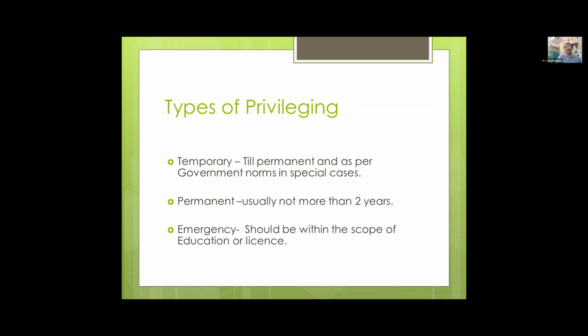Types of privileges could be temporary, permanent, or emergency. Temporary is given until permanent privilege is given, or in case of special situation where there is a government norm. Permanent, as we had already seen, is not more than 2 years. Emergency is privileging the treatment given to a patient in case of an emergency by a healthcare provider, but that should be within the scope of the education or license obtained by the healthcare provider.